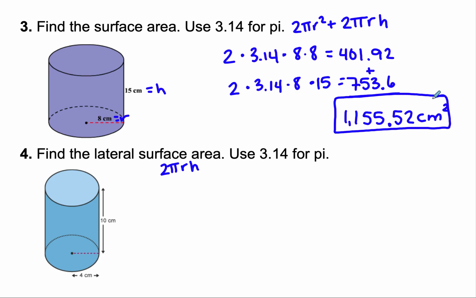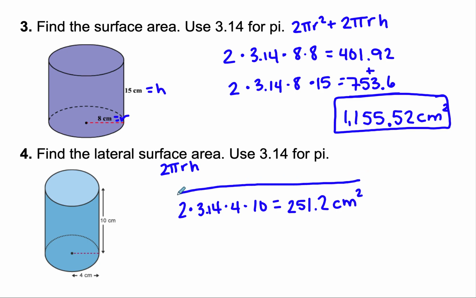All right, let's take a look at number 4. So I have 2 times pi times radius times height. So 2 times 3.14 times my radius, which is 4, times my height, which is 10. So 2 times 3.14 times 4 times 10 is 251 and 2/10 centimeters squared. Make sure you read those directions carefully to see what you are looking for. Is it surface area or lateral surface area?